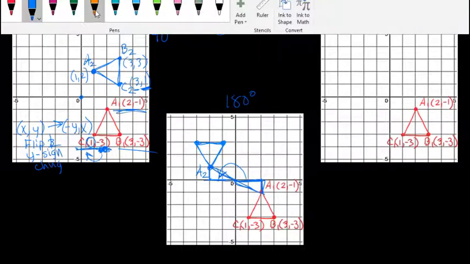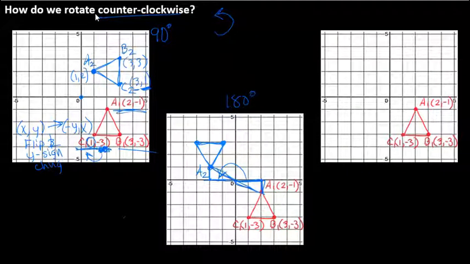I'm going to use a different color here. Let's see if it works out the same if I go clockwise this time. So I'm going to take the same vertex A, and I'm going to rotate it 180 degrees clockwise this time. Well, that's still going to put me in the exact same spot. Okay, so again, 180 degree rotations, same either direction.